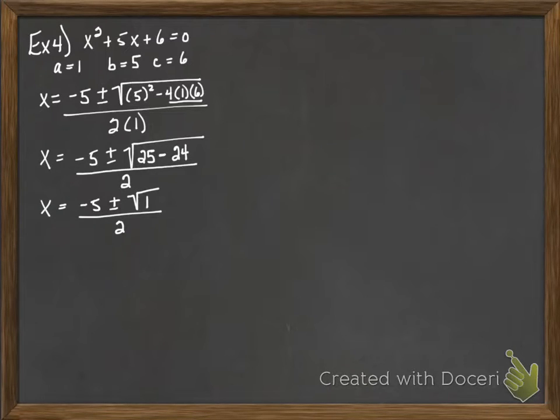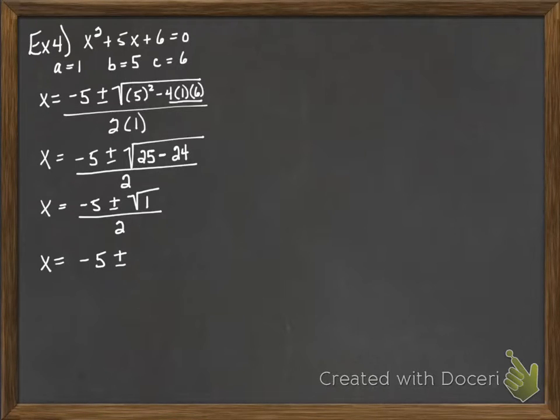So I just simplified 25 minus 24 down to 1, and then I have negative 5 plus or minus the square root of 1 divided by 2. Now you simplify the square root. That's why we did the homework. So what is the square root of 1? Is it a perfect square? Yeah. So what times itself is 1?